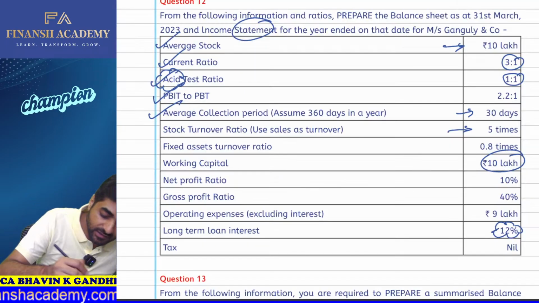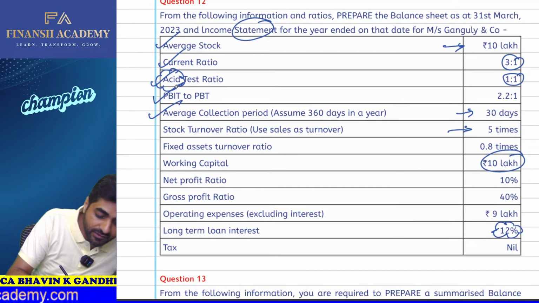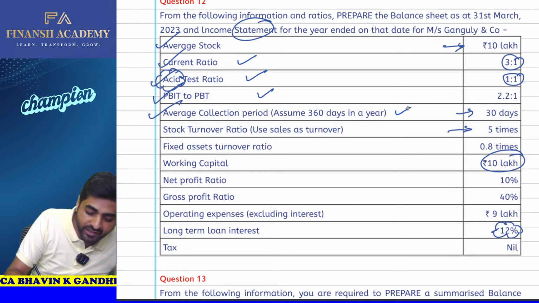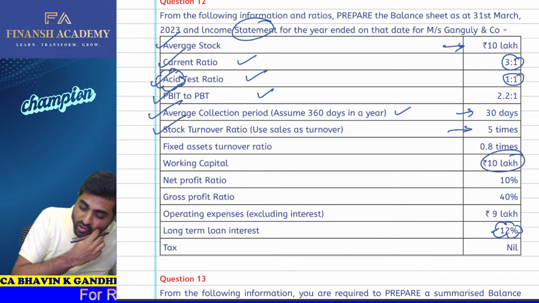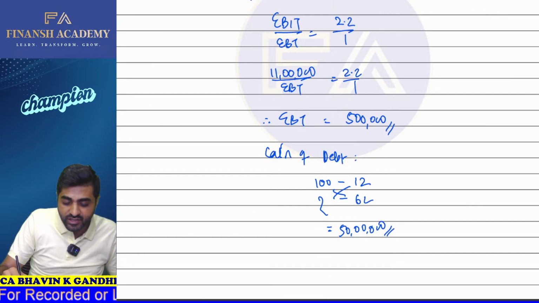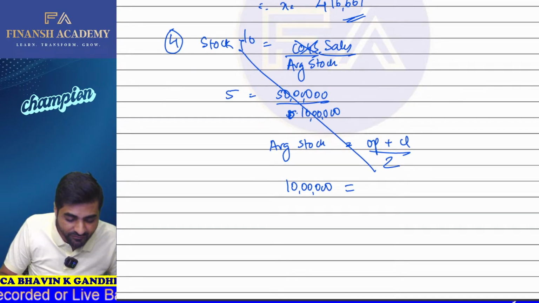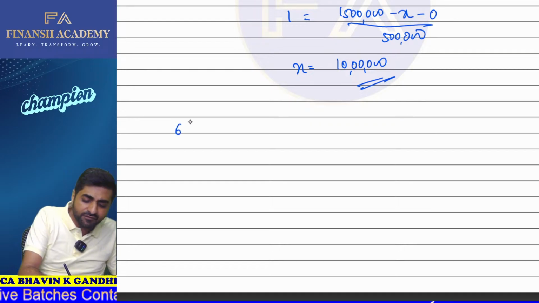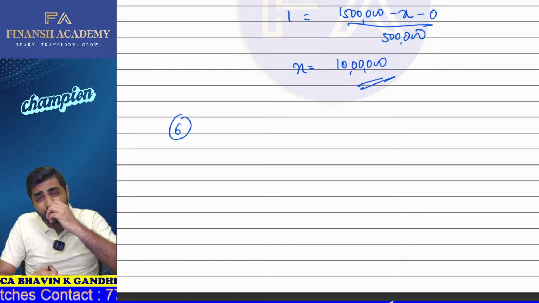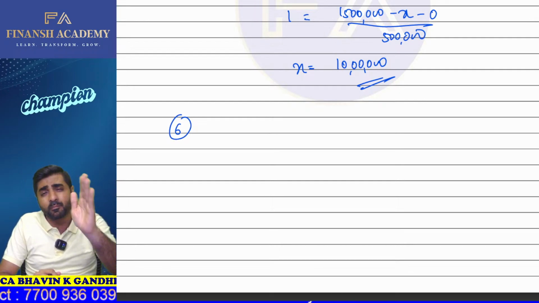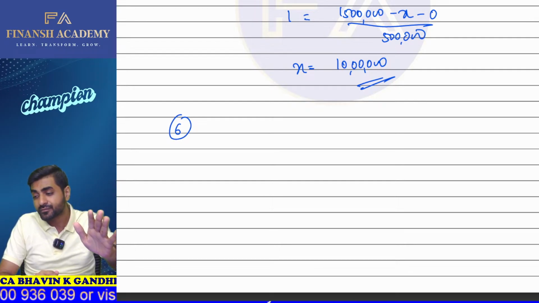Now, my dear students, we are done with current ratio, acid test ratio, EBIT upon EBIT, debtors, and stock turnover ratio. Let's calculate the fixed assets turnover ratio now. This will help you calculate the amount of the fixed assets. So, working note number 6. For every figure I'm preparing a working note so that you don't face any problem while solving. While revising, notes should be comprehensive and sufficient for you.